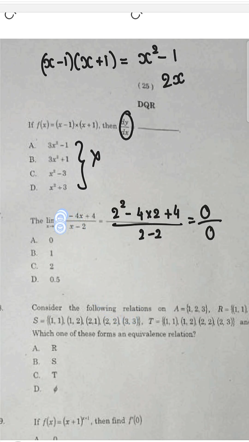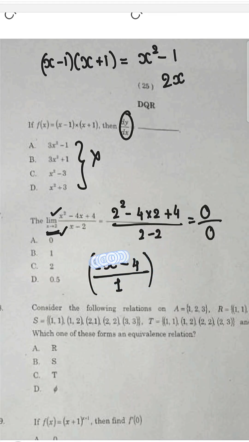So if it is 0 by 0, what do we have to do to find the answer? We just have to take the derivative of the numerator and denominator. If the limit x tends to 2, you just need to check if it is a 0 by 0 question, then take the derivative of numerator and denominator. The derivative of x square is 2x, minus 4x gives derivative minus 4, then derivative of plus 4 is 0. And that should be divided by the derivative of x minus 2. Derivative of x is 1, derivative of minus 2 is 0. So I am left with this.